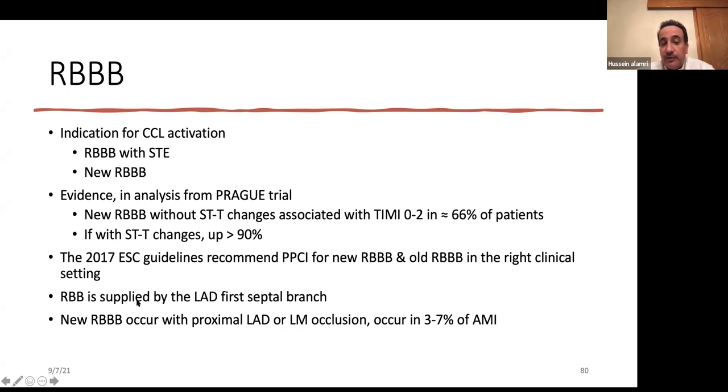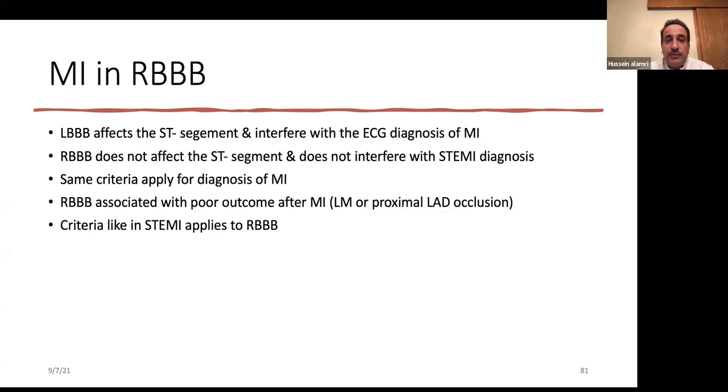And again, to remember that the right bundle is supplied by the LAD first septal. So new right bundle occurs in proximal LAD or left main occlusion, and you can see it in around 3 to 7% of acute MI. Again, it's uncommon because, you know, such massive MI is uncommon in these patients.